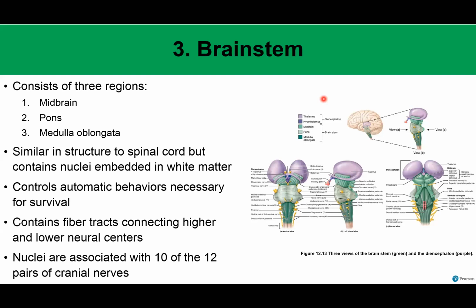It also contains fiber tracts, which are going to connect the higher brain regions to the lower neural centers, like in the spinal cord. And the nuclei that are in these cross sections of the brainstem are associated with 10 of the 12 pairs of cranial nerves. And we'll talk about the cranial nerves next week more when we get into the peripheral nervous system. But for now, just know that these are nerves that are coming off of the brain. And all these little yellow structures that you see up here are the cranial nerves.